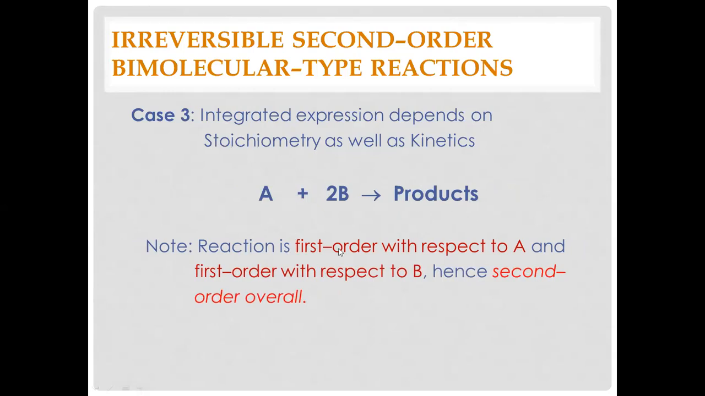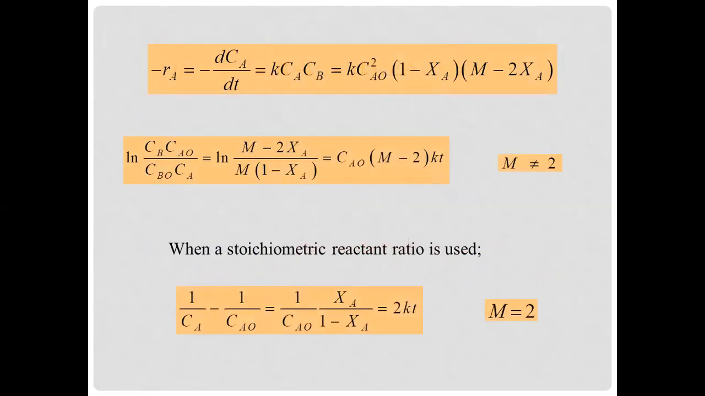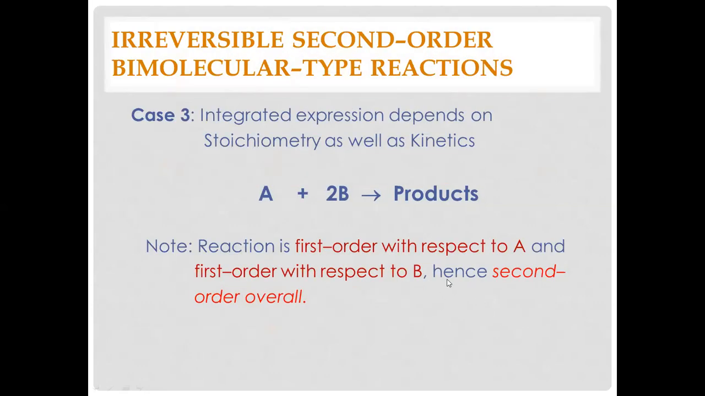So the reaction is first order with respect to A and first order with respect to B. Hence, a second order overall. So even though you see 2 moles of B here, your reaction is still first order with respect to B. And as such, your rate law is written in this form. Okay, I would like to go back there. It's quite abrupt. So your reaction is first order with respect to A and first order with respect to B.